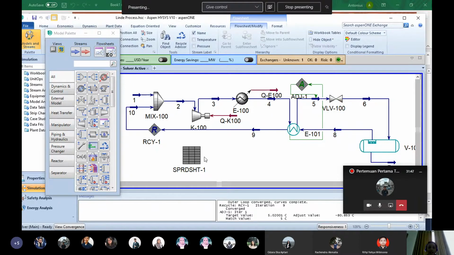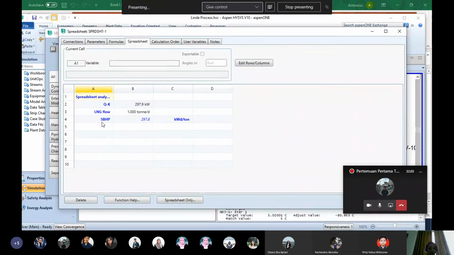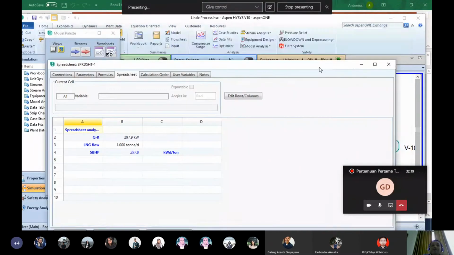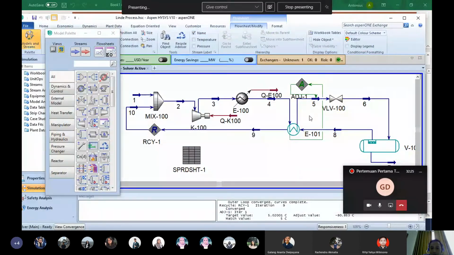Okay, and then from the spreadsheet, you already know previously that you already have a value for the HPHP. Still remember what the HPHP stands for? Anybody who can help me? What's the abbreviation of the HPHP? Specific brake horsepower, sir. Okay, thank you very much. Yes, it's correct. Specific brake horsepower. So it becomes the specific heat to produce an amount of product. HPHP.